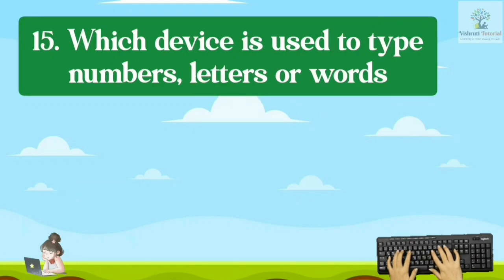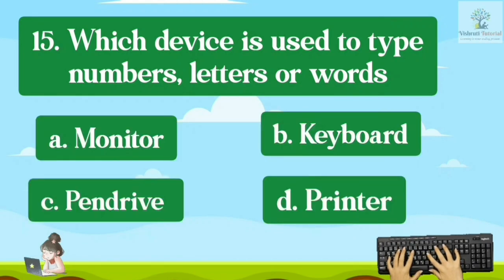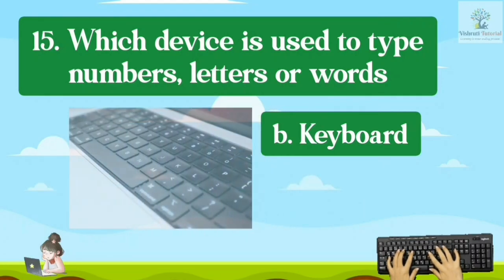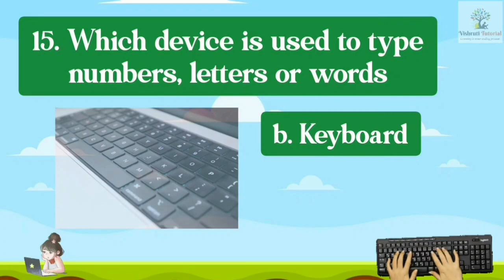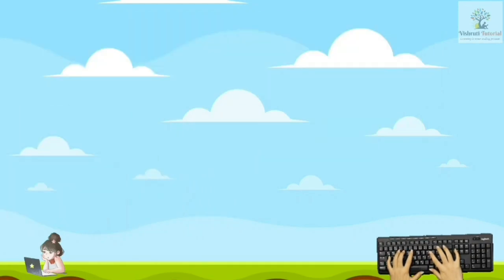Question number 15. Which device is used to type numbers, letters or words? Options: A. Monitor, B. Keyboard, C. Pen drive, D. Printer. And the correct answer is B. Keyboard. Keyboard device is used to type numbers, letters or words.